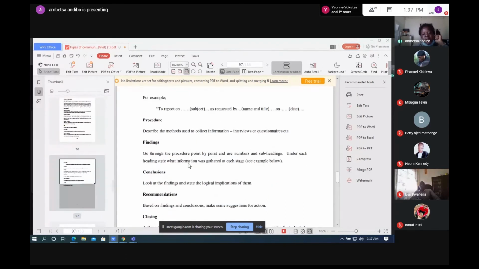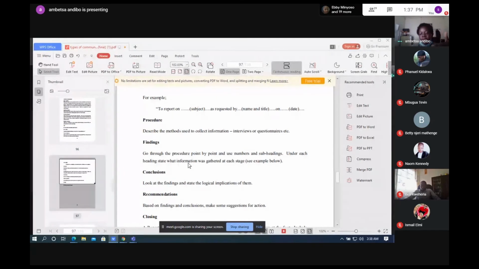So then after the procedure, after the methodology, you discuss your findings. So if under interviews you found out that many members are not attending, for example, I asked you people, why aren't you attending online classes? Then some say, I don't have bundles. Another one says, my phone is about to go off. So I have to say, when I was interviewing, I found out that there's lack of bundles.